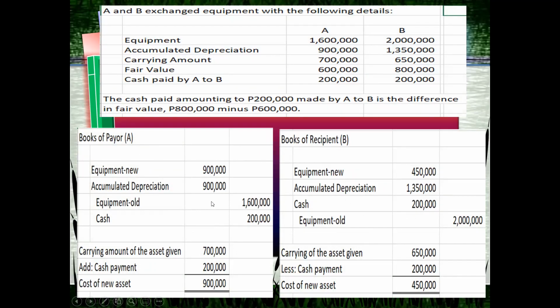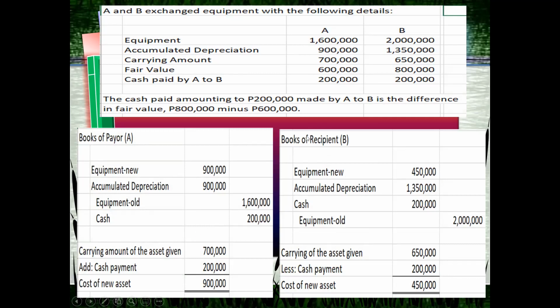Tapos tanggalin ang lahat na accounts na related sa equipment na old. So that includes the accumulated depreciation of 900,000. So credit tayo ng equipment old at 1.6. And then credit tayo ng cash. So wala tayong ni-report na gain or loss.